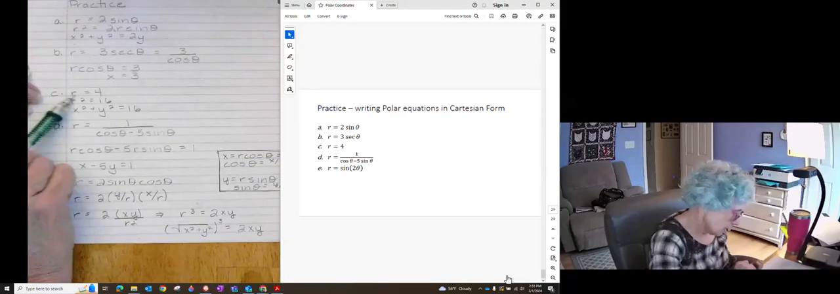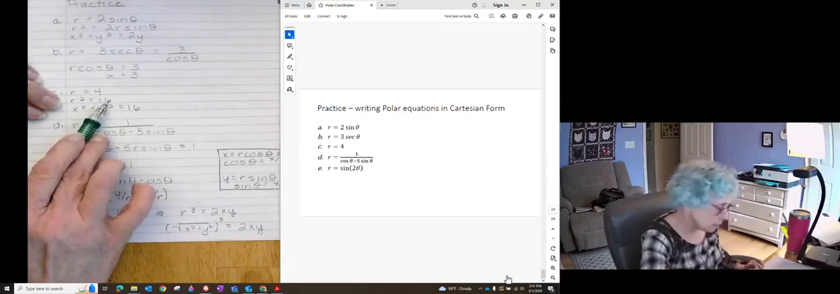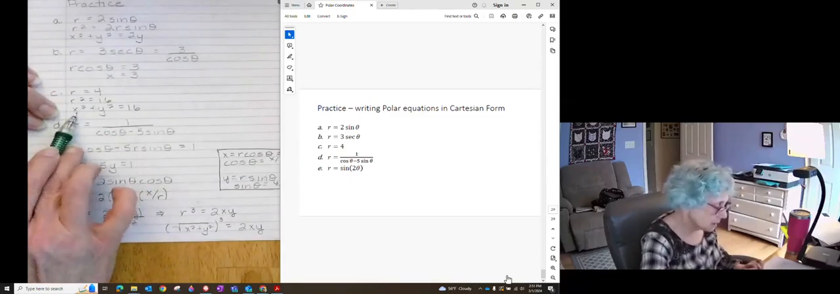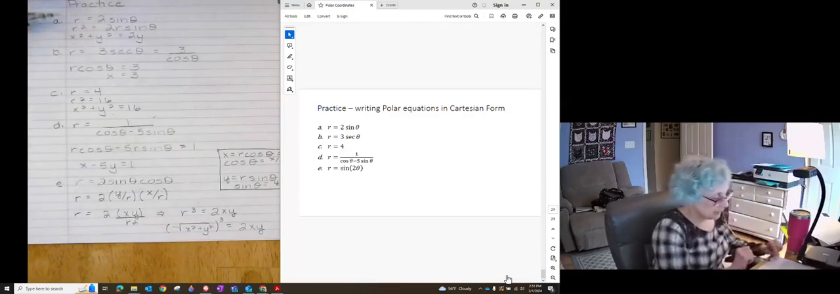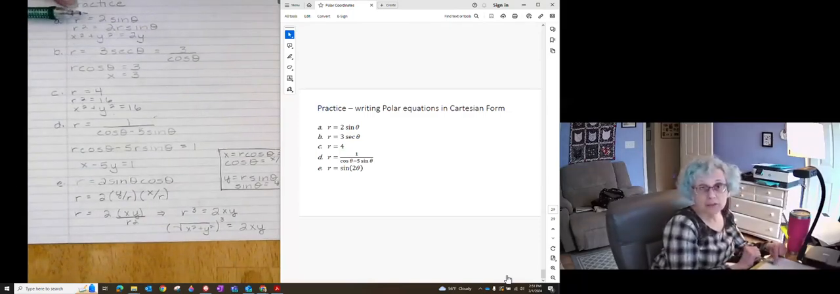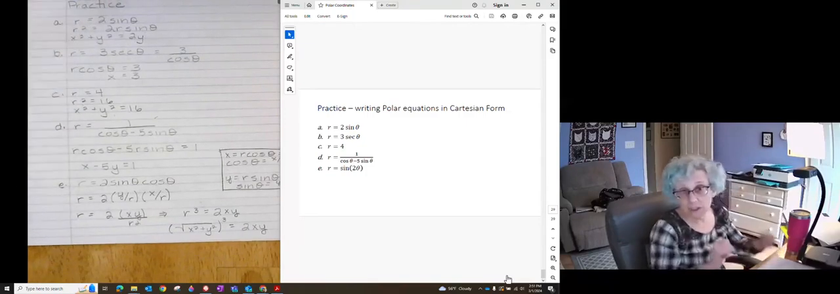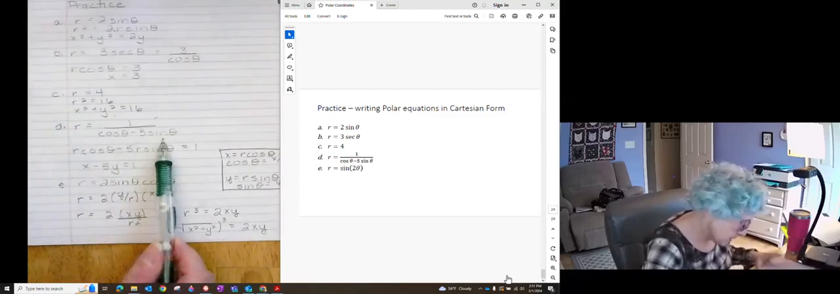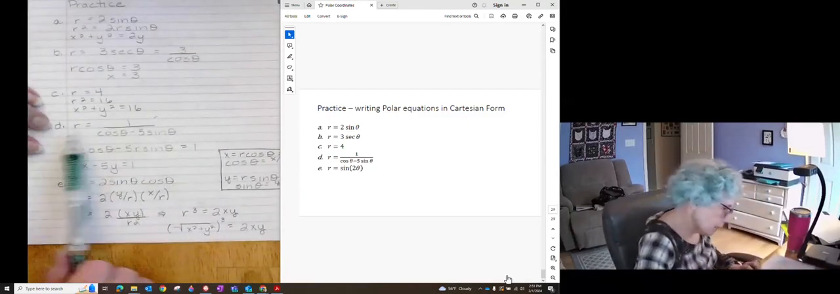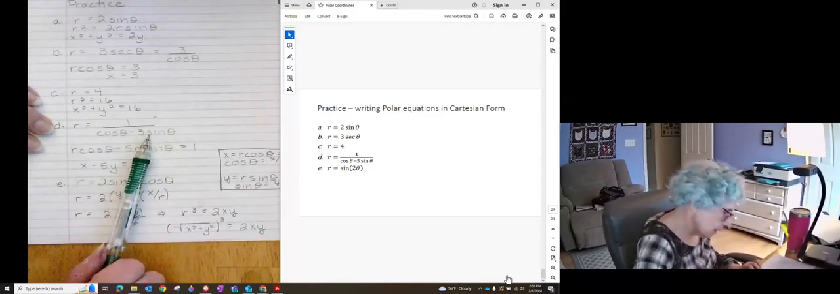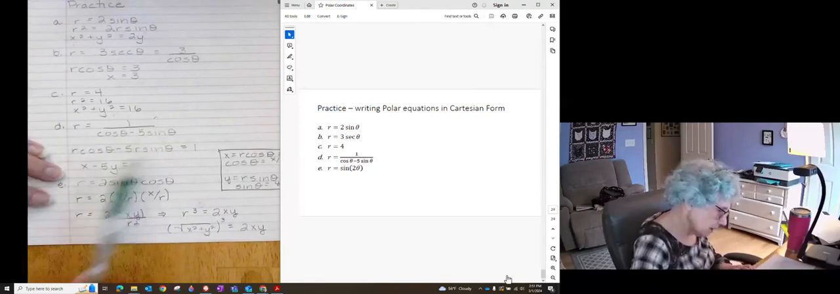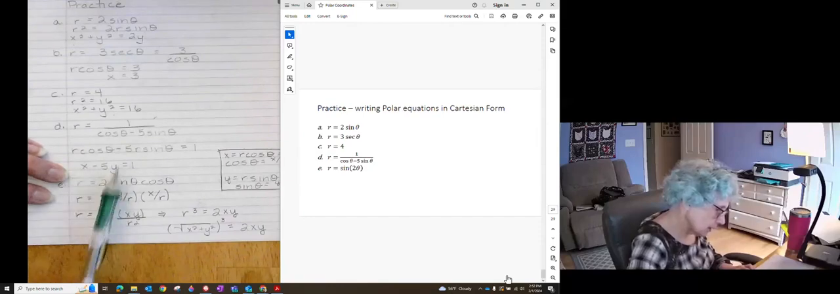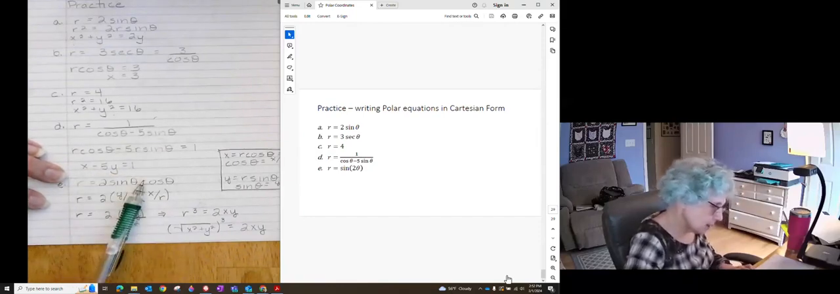C, we had r equals 4. Well, I squared both sides and got r squared is 16, so x squared plus y squared equals 16. So when you have a trig function, try multiplying both sides by r. If you don't have a trig function, just square both sides. This one, not too bad. I multiplied both sides by my denominator here. I ended up with r times cosine theta minus 5 sine theta equals 1. I distributed, and then I replaced r cosine theta and r sine theta.